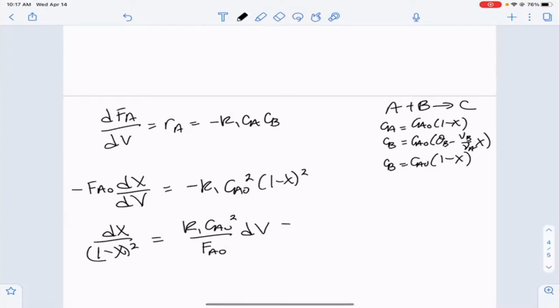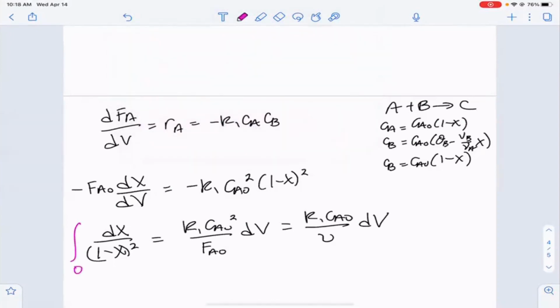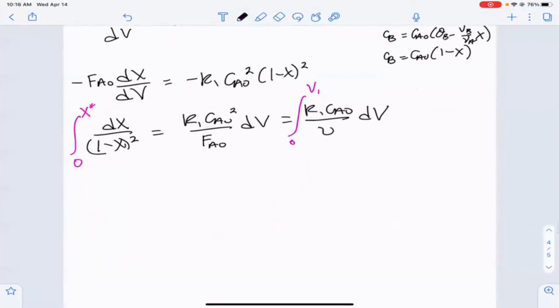And of course, this is also just equal to K1 times Ca0 over the volumetric flow rate times dV. And so then we're going to integrate this from 0 to X star, the conversion leaving the active part of the PFR. And then we are going to integrate that from 0 to V1, the active volume in the reactor.